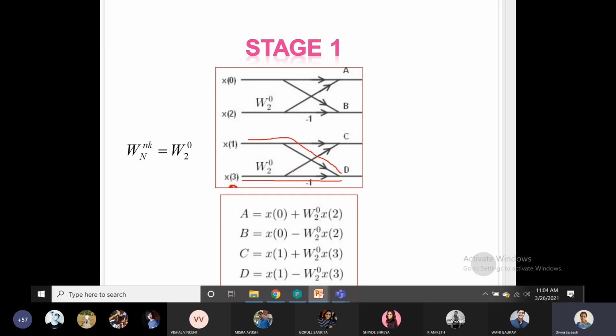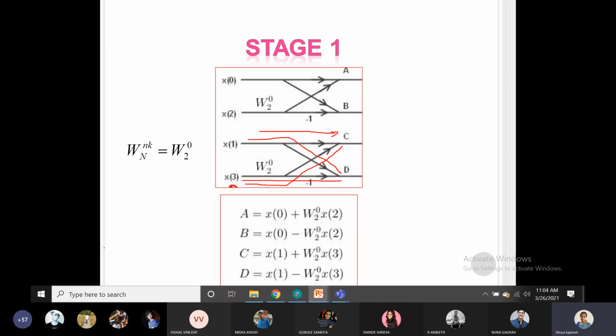And for C, you can see what are the inputs coming here. One is directly coming here, it is the x1. Okay, what is the next input? The next input is coming through this path. That means x3 into W2 0 plus x1. Okay, so first stage, your capital N will be equal to 2 for finding the twiddle factor.